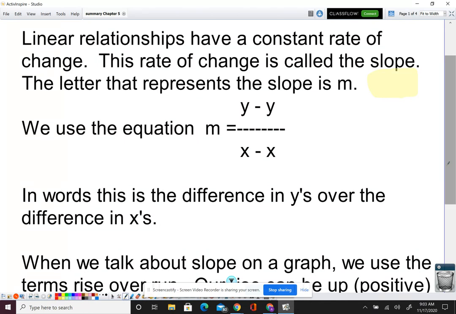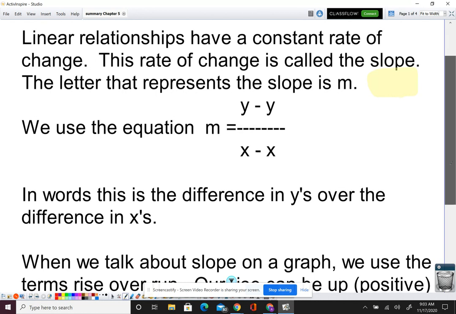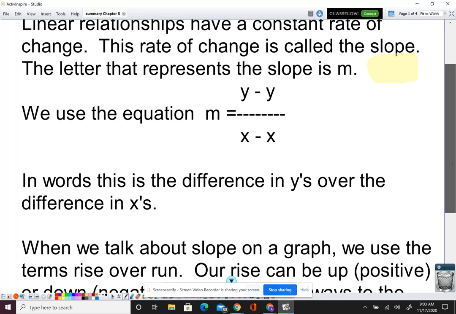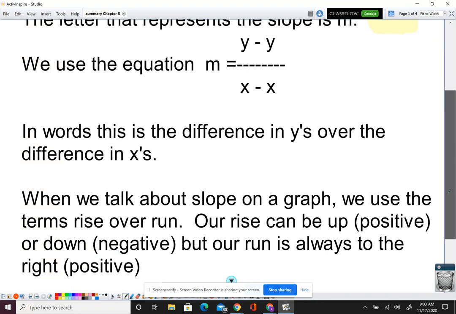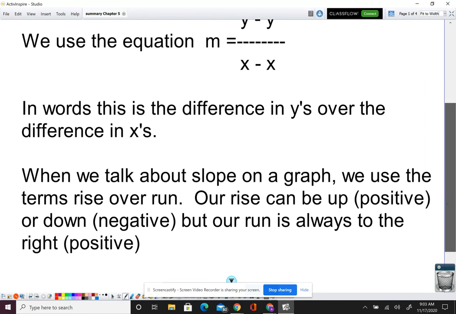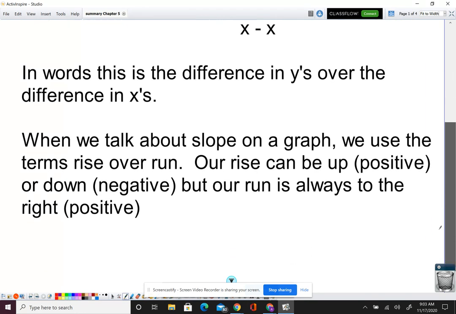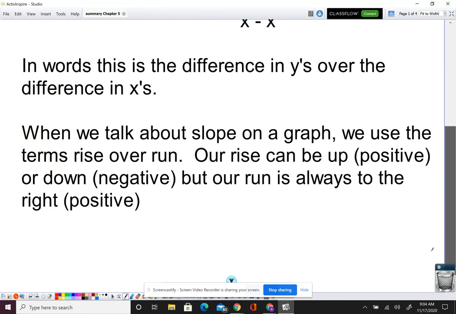So we're talking about linear relationships in this chapter, and we're talking about calculating slope, finding y minus y over x minus x, or the difference in the y's and the difference in the x's, or when we're looking at a graph, the rise and the run. So I think by now everyone can figure out the slope. I'm not going to go through that.